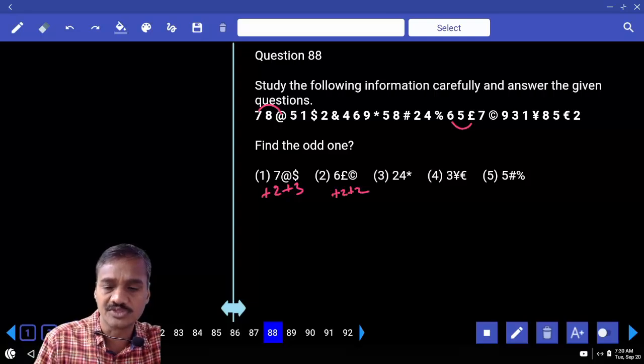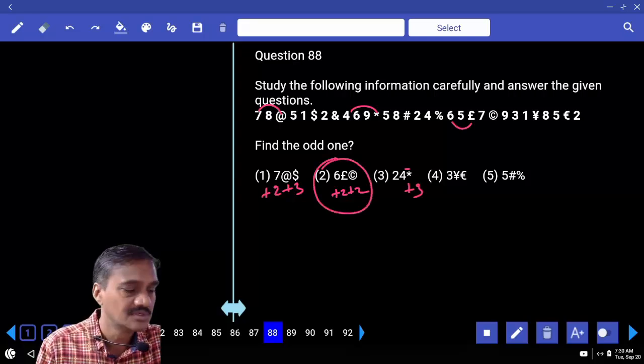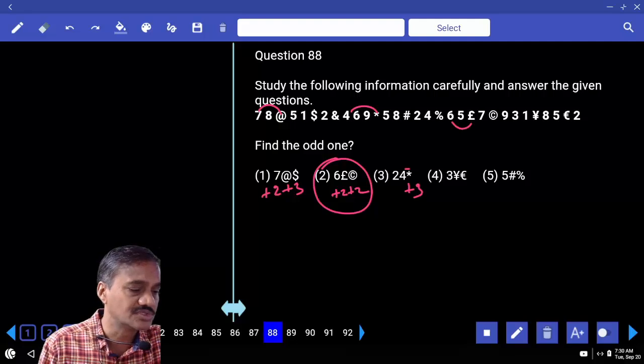Now let us check out the third one here. 4 and star, check it. Now 4 and star, how much does it come to? We get plus 3. Hence, what is the odd one here? Choice 2 is the odd one. Done with this? Hence, question number 88, it is choice 3.